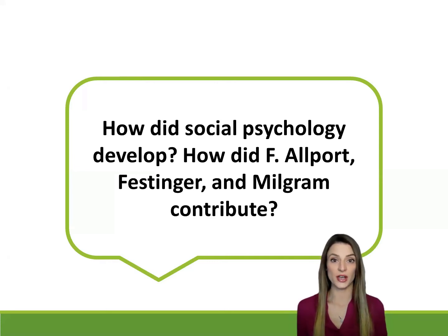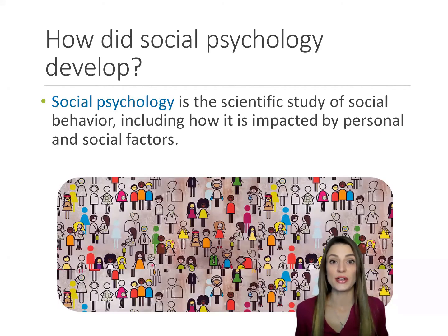In the fourth section of this lecture, let's look at how social psychology developed by focusing on the contributions from Floyd Allport, Stanley Milgram, and Leon Festinger. Social psychology first began to emerge in the 1920s with Floyd Allport's work. But by the 1950s, it had established itself as a separate, distinct subfield of psychology.